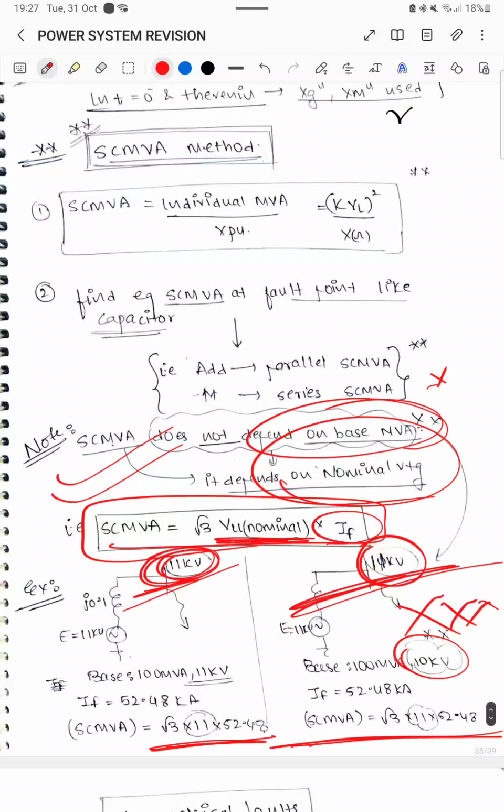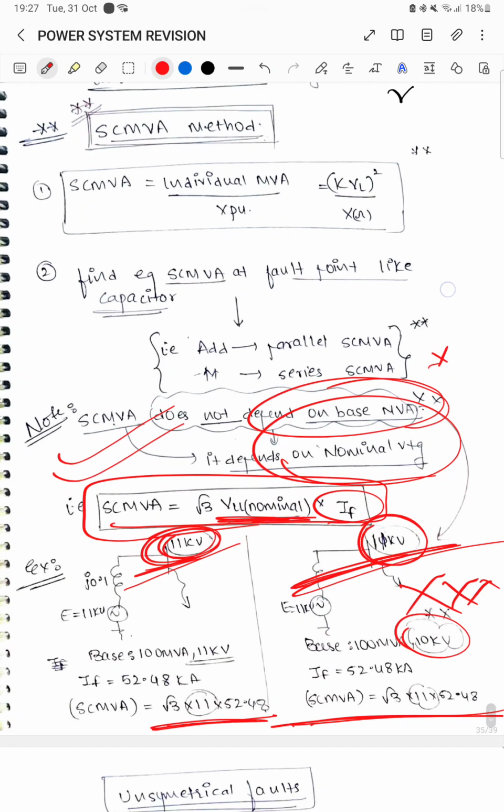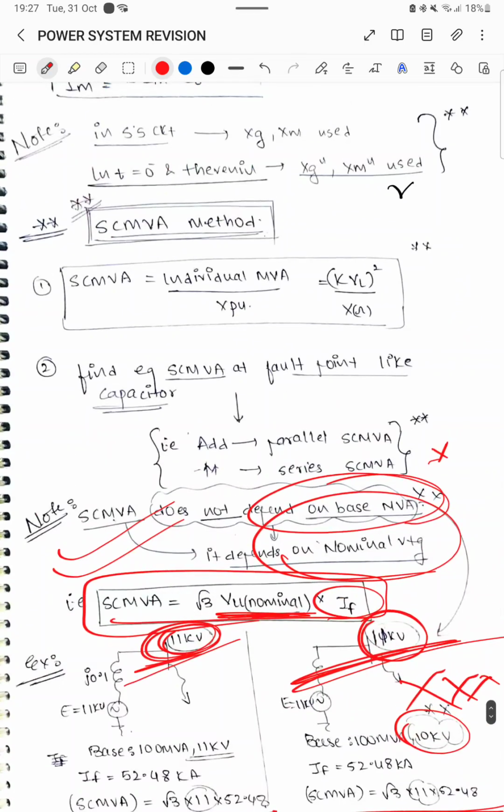Fine. Then we have seen the short circuit MVA method, that it depends only upon individual MVA and only on nominal voltage. It has nothing to do with base voltage or base MVA. SCMVA of an individual element can be found by this calculation: SCMVA equals the MVA of the particular element upon X per unit of that element, and net SCMVA can be found as we do capacitor calculations. Yes, that's all. With this we can wrap up this video.